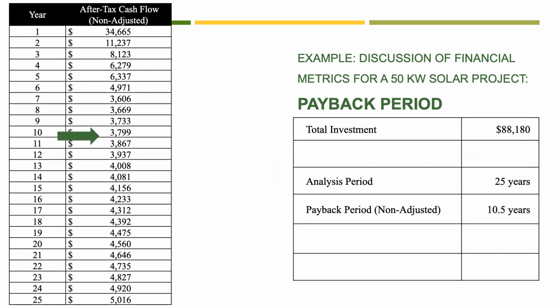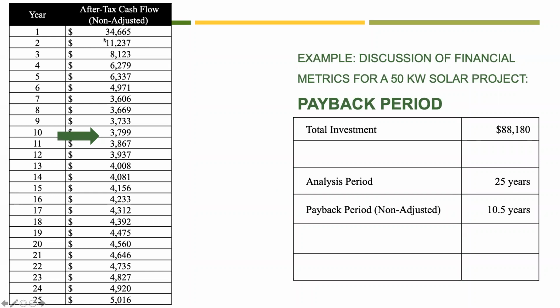For the payback period, they do look at a cash flow table over the 25-year lifetime of the project. They look at it and say, okay, based on our annual cash receipts, we had an initial cash outlay or project cost of $88,180. What year are we going to recover that? And you can see in this example, I have the arrow there. It's right around year 10, between 10 and 11, that they'll recover that money.